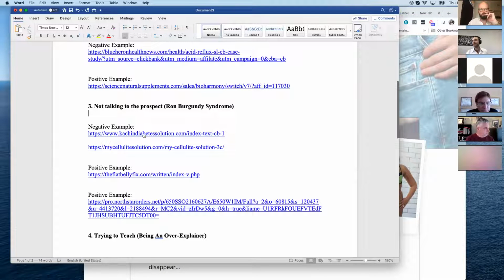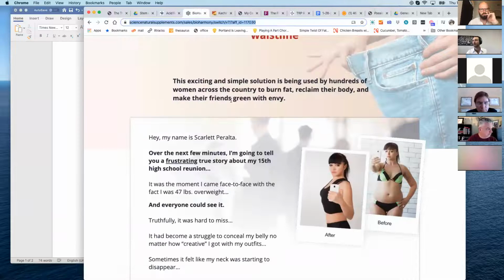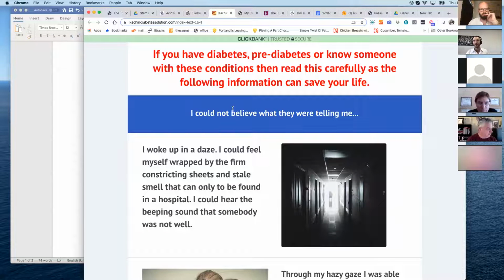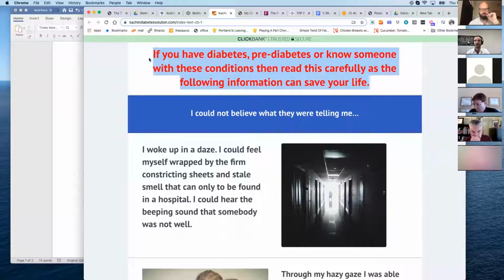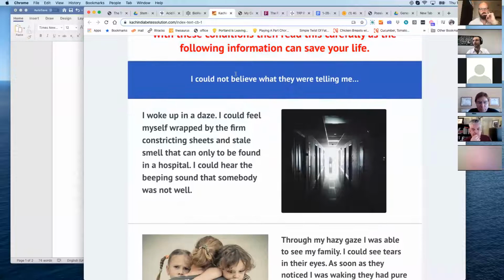So I have 2 examples here. I think I've got them pulled up already. I pulled these just from ClickBank too, and this one here is for a diabetes offer, right? So if you have diabetes, pre-diabetes, or know someone with these conditions, and read this carefully, as the following information can save your life. So, okay, cool. The headline here does talk to the reader, but then it goes into a story, and it just goes for a very long time without relating back to the reader.